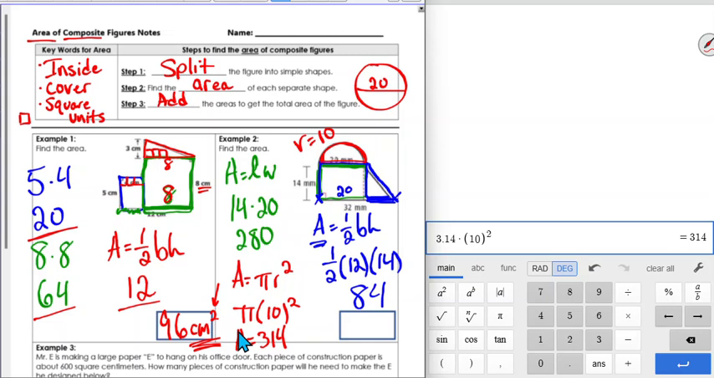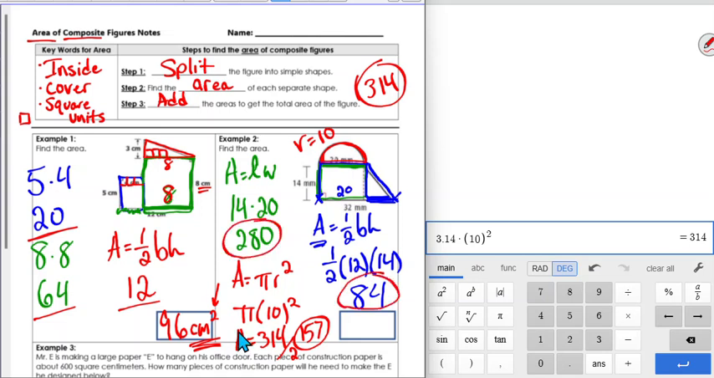The area of this circle is 314. I do not have a full circle. I only have the top half of that. So we have to divide this by 2 to find out that the area of that half circle is really 157.